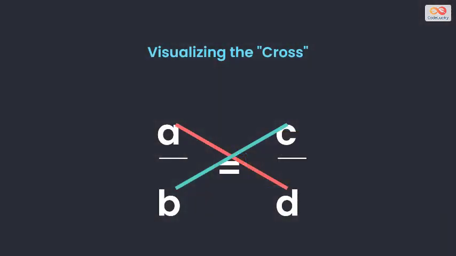Let's visualize this. Why do we call it cross-multiplication? Because we multiply diagonally across the equal sign. We multiply the top left by the bottom right and the bottom left by the top right, creating an X shape.